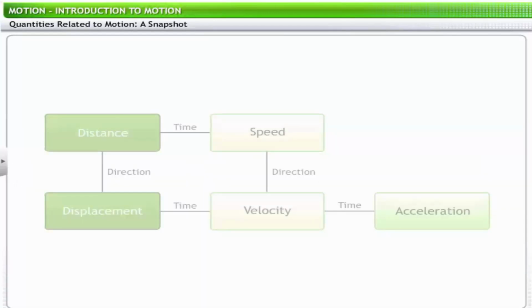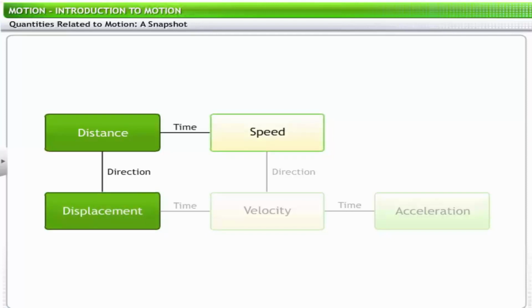To summarize, let's take another look at the relationships between the quantities we just studied. Distance represents the extent or length of motion. When distance is mentioned with the direction, you get displacement. A change in distance with respect to time gives you speed of motion. Similarly, the rate of change of displacement gives you velocity. When you measure the change in velocity with respect to time, you get acceleration.